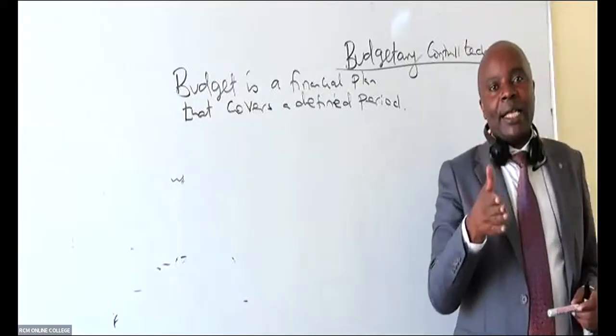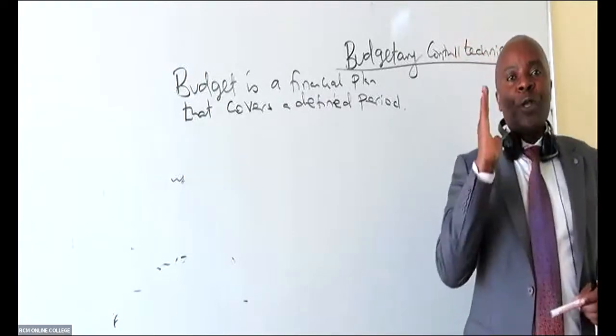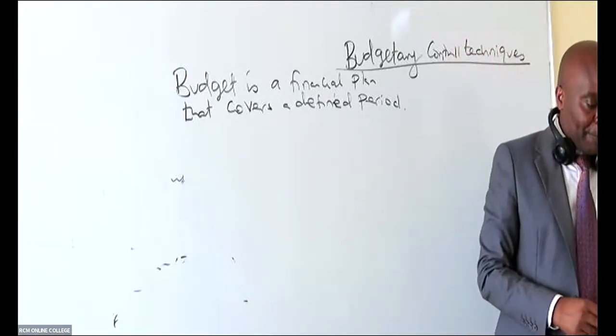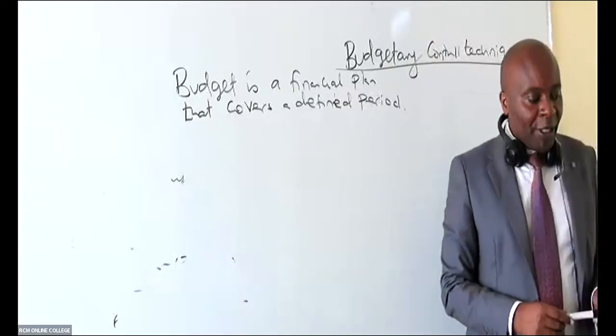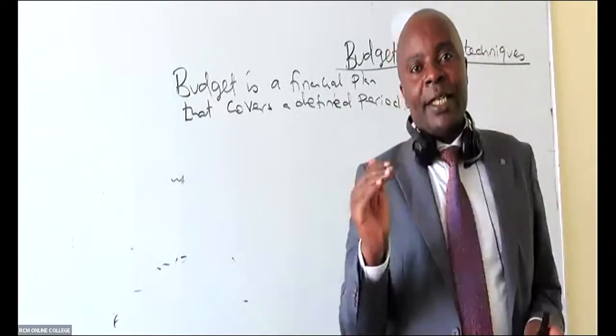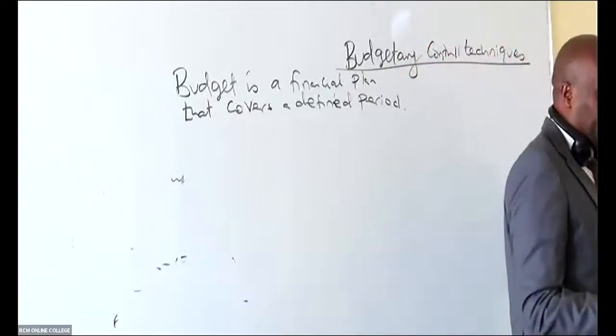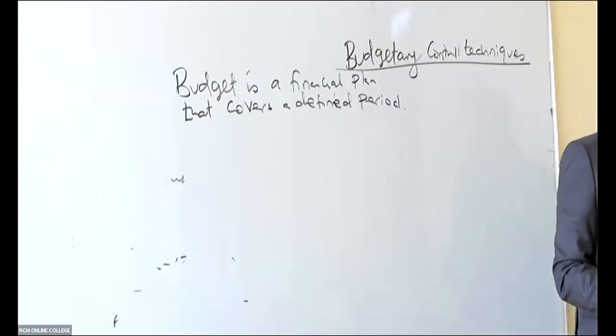We'll have a plan of our revenues. How do we raise our revenues? How do we spend this money? What are the various AIE, what we call authority to incur expenditure holders? So a budget is a financial plan that covers a defined period.